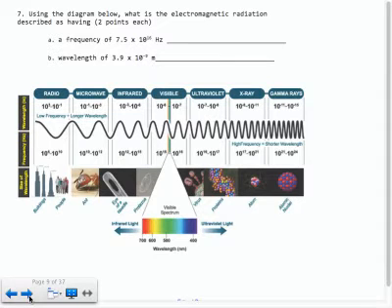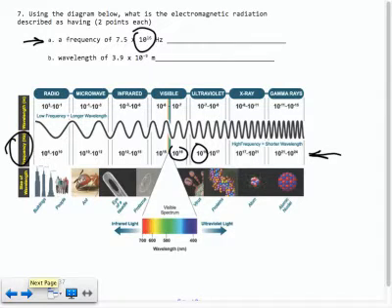Using the diagram below, which is the electromagnetic radiation described as having a frequency of 7.5 times 10 to the 16th? Well, if we look down here, this bottom row of numbers beneath the diagram of the wave represents the frequencies. So we want to look for a frequency with 10 to the 16th. Well, there's some here and some here. Since this is 7.5 times 10 to the 16th, it's in between 10 to the 16th and 10 to the 17th, which makes it in the ultraviolet UV range.